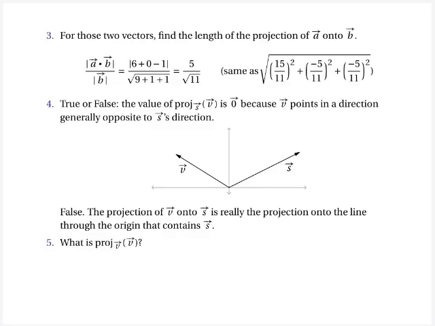Okay, next one. What's the projection of V onto V? And the answer is if V is unequal to 0, then it's V. But if V is equal to 0, then it's undefined. Projection is defined for non-zero vectors.